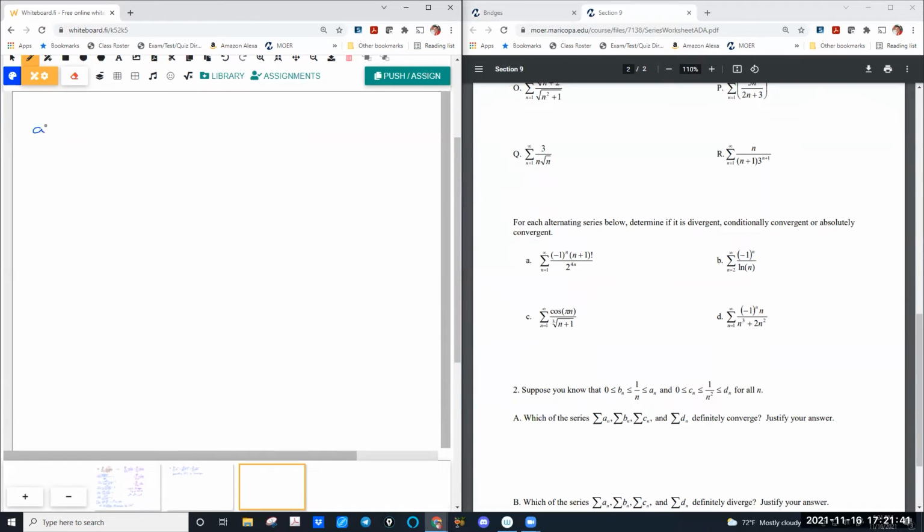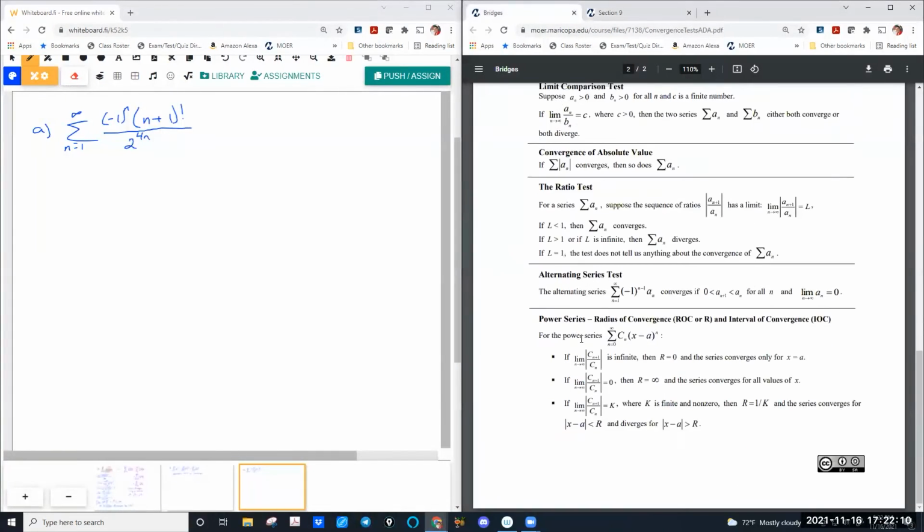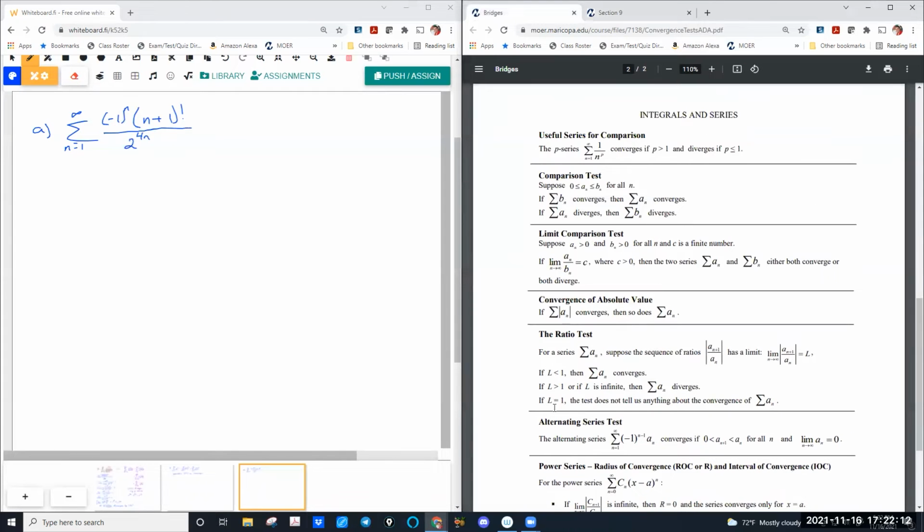This is on the alternating series part. And you can kind of take this as a given. Anytime you see a factorial in there, it's going to be ratio test. So we already know, if you see a factorial in there, that's our hint that we want to use ratio test. So we can go to the sheet, and ratio test is right here.